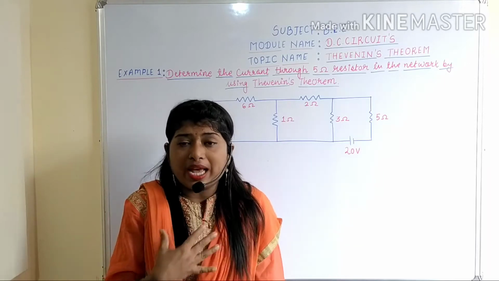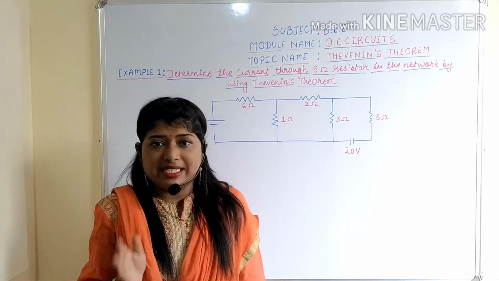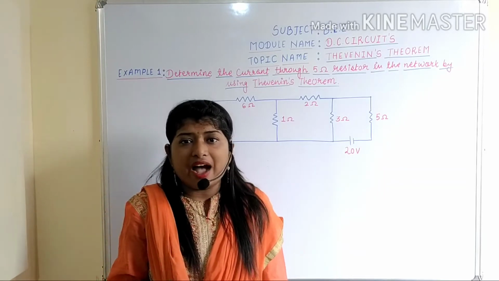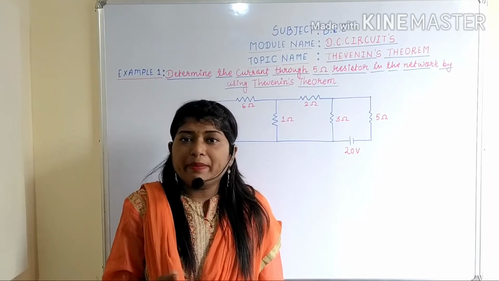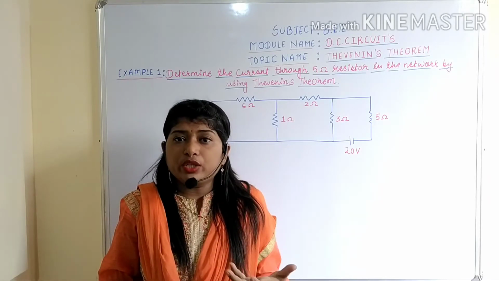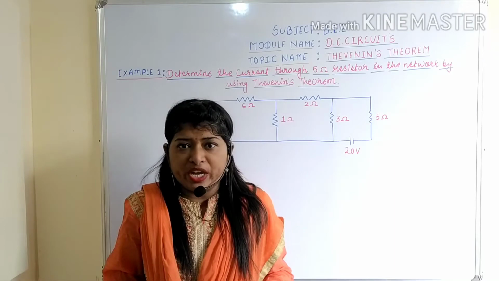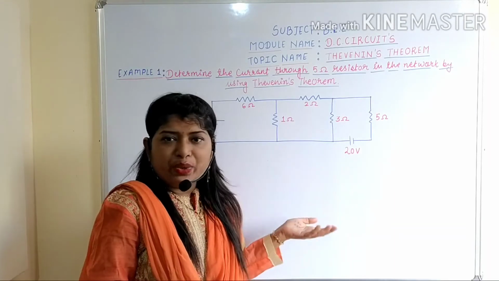As I suggest, please apply mesh analysis in the circuit, as it is one of the easiest methods you have in DC circuits. After applying mesh analysis, you will get the current flowing through each mesh, and then you need to write down the VTH equation. How to write down the VTH equation, you will come to know in today's lecture.